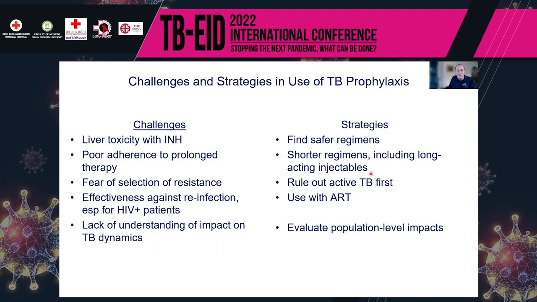So what can we do to make things better? Well, we can find safer regimens that have less toxicity, shorter regimens, and perhaps even long-acting injectables. We have to rule out active TB first so we don't end up with monotherapy or inadequate therapy for active disease. We have to be able to use it with antiretroviral therapy, but we have to be able to evaluate and appreciate the population level impacts of TB preventive therapy.